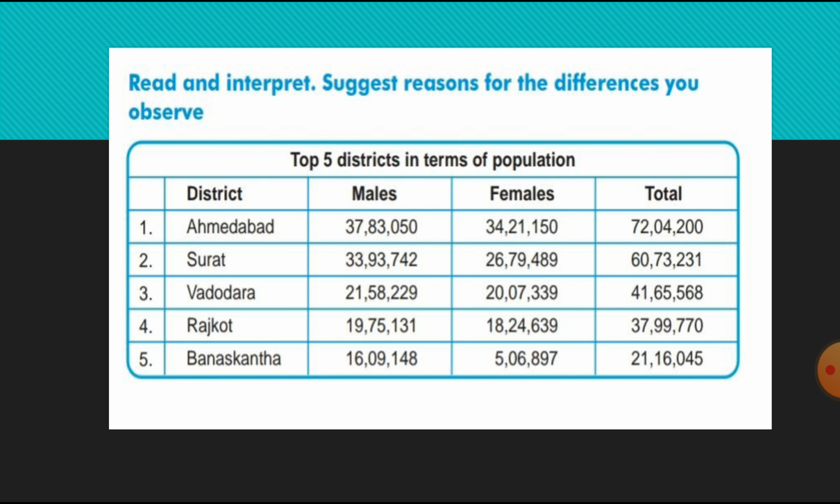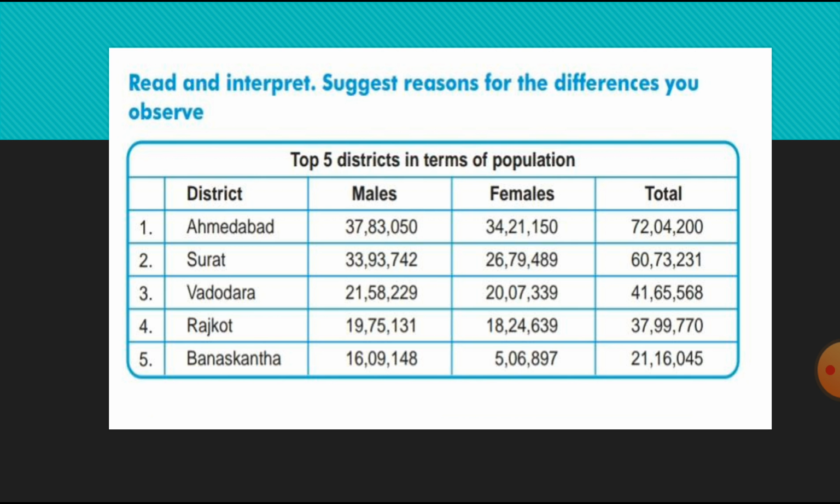See the top 5 districts in terms of population. First is Ahmedabad. Males: 37 lakhs 83,050, and females 34 lakhs 21,150, and total is 72 lakhs 4,200. See, this is about Ahmedabad.